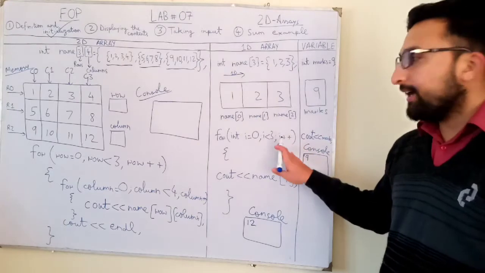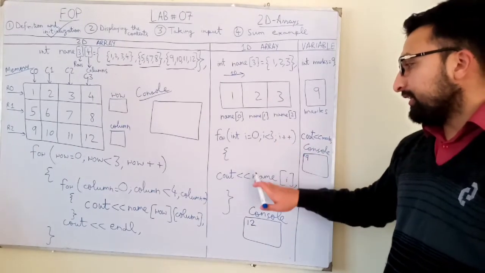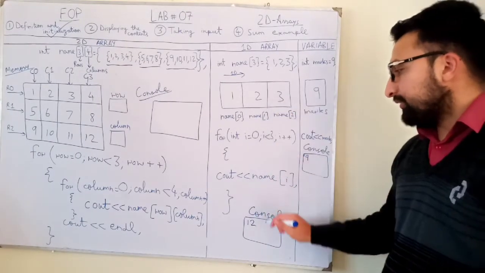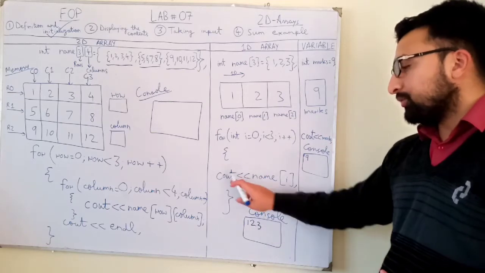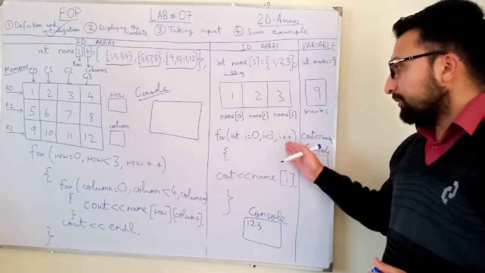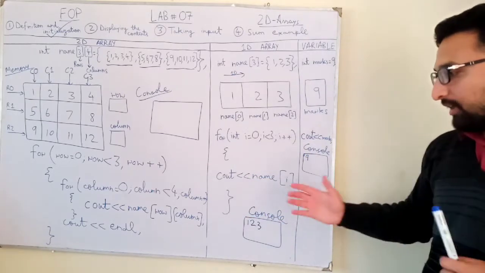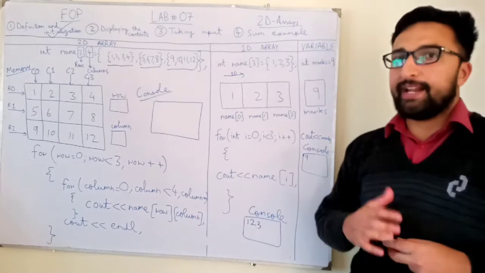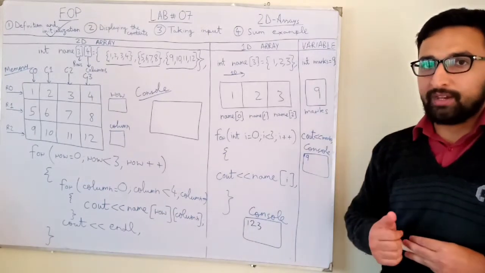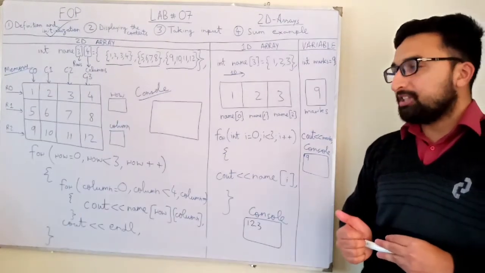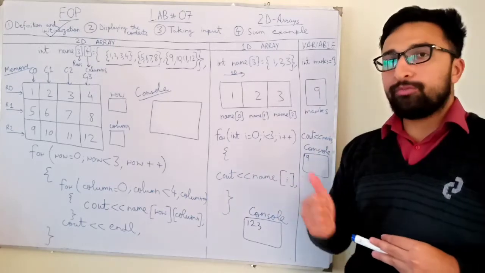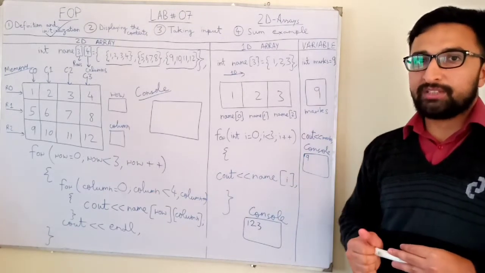Next it will go back, i will become 2 now, name of 2 holds the value 3, and 3 will be printed on the screen through cout, and after that i will become 3, this loop will get false and nothing will get executed. That is how we used to print the data of a one dimensional array onto the screen. Now we have to print the data of a two dimensional array onto the screen.